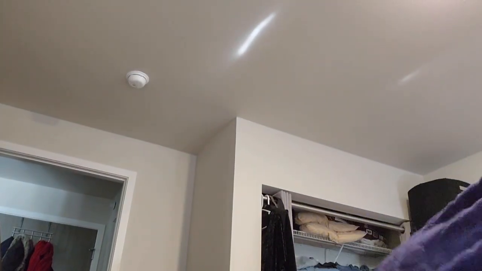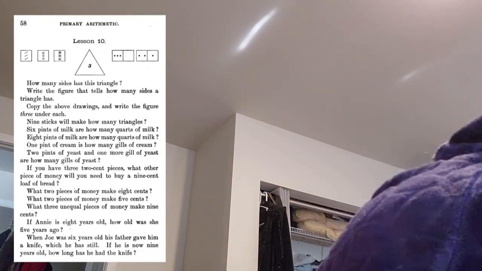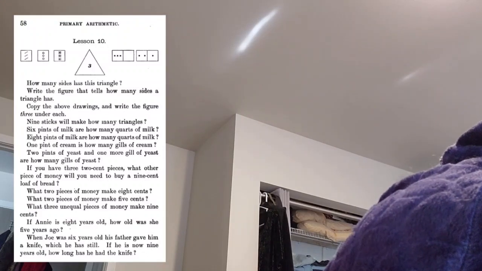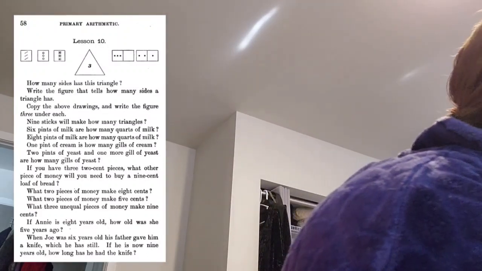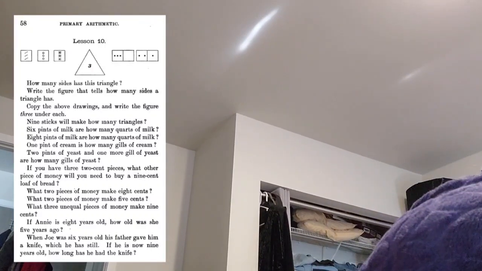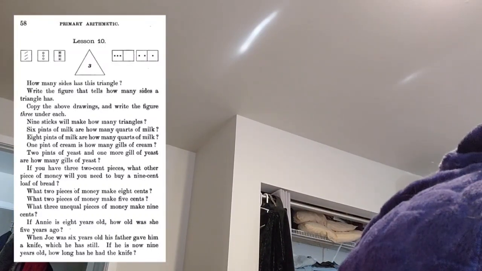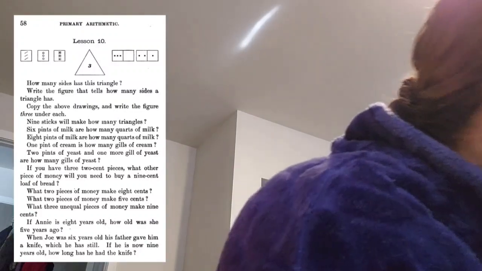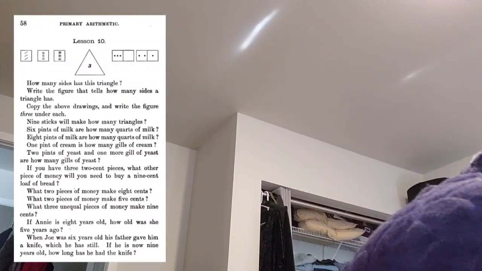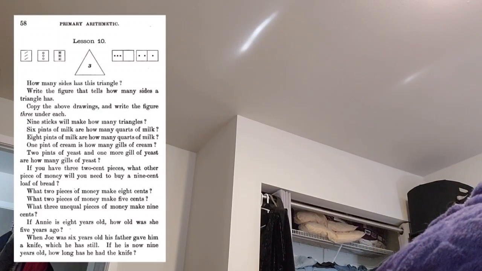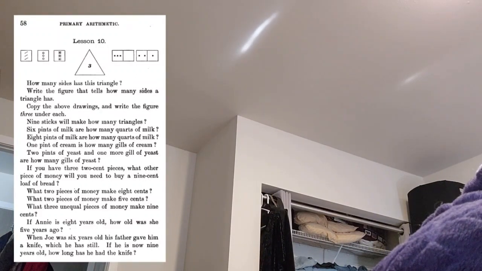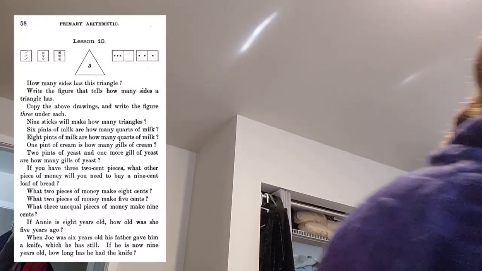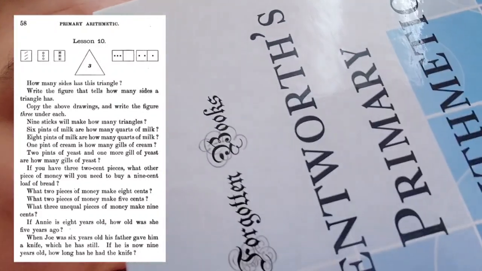Okay. So, we are on page 59. I don't think we have this number yet. 58. And we're dealing with the number 3. Okay. Lesson 10. Says, how many sides has this triangle? Oh, if anyone's curious, this is the book I'm working out of right now. Sorry, it's probably awkward. But yeah.